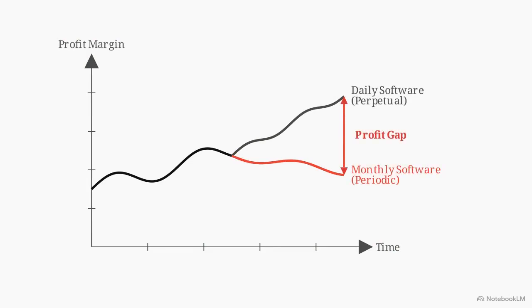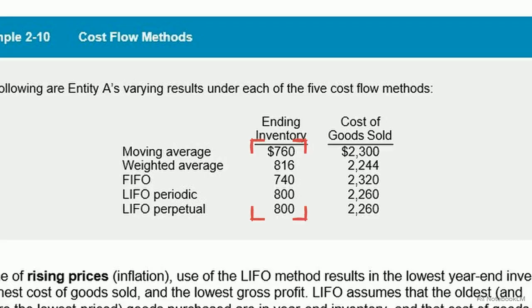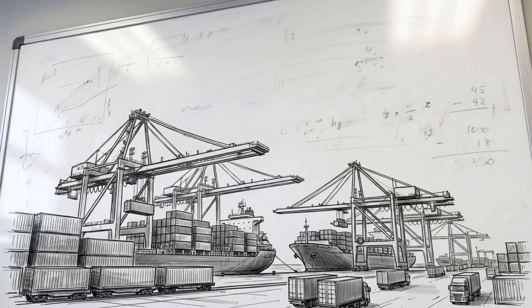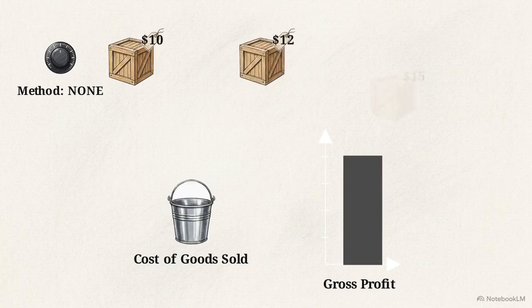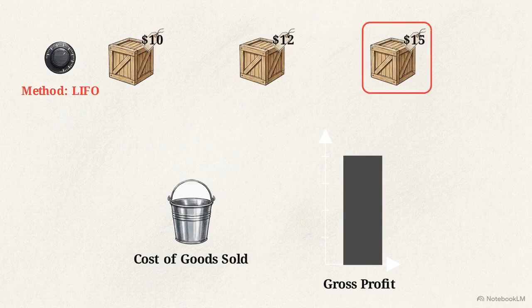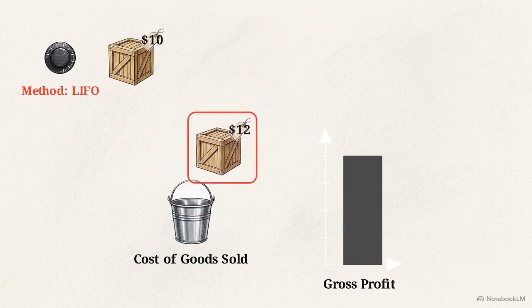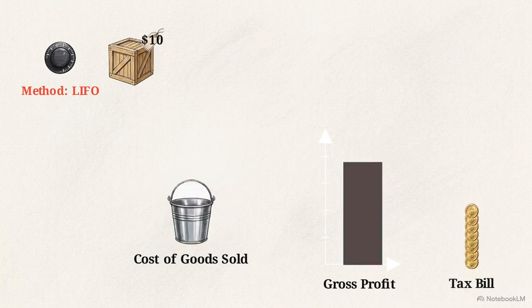We now understand exactly why Entity A generated 5 different answers. The varying results stem from whether costs are averaged, layered, or stripped out chronologically. In an active economy, these mechanics serve as strategic financial tools, particularly when prices for raw materials steadily rise due to inflation. During inflation, the newest items are the most expensive. By using LIFO, a company forces those high costs into the cost of goods sold. Higher expenses immediately reduce reported gross profit, which leads directly to a lower tax bill.